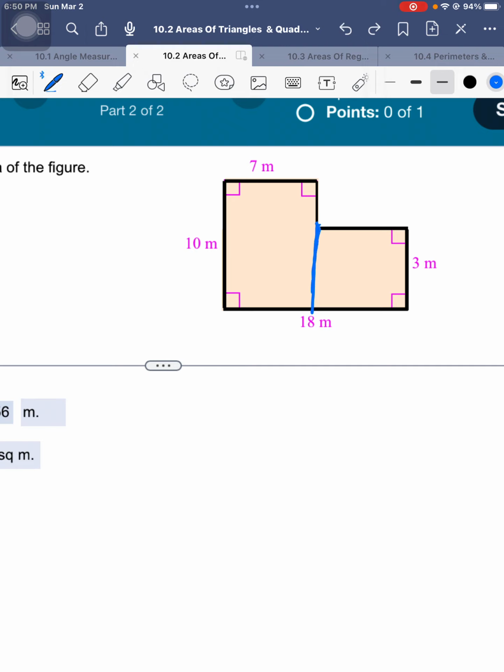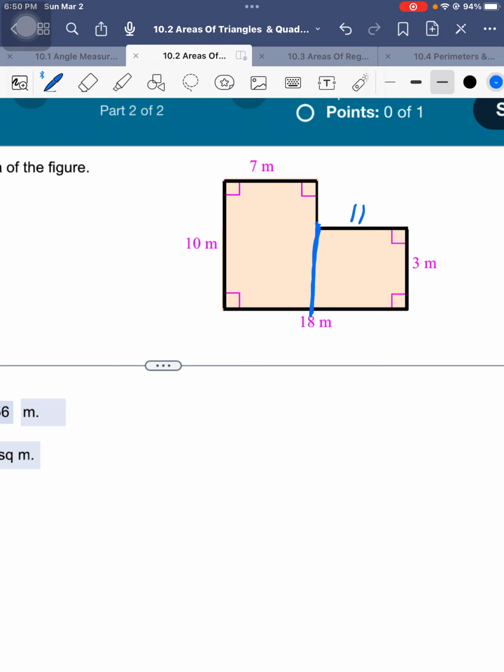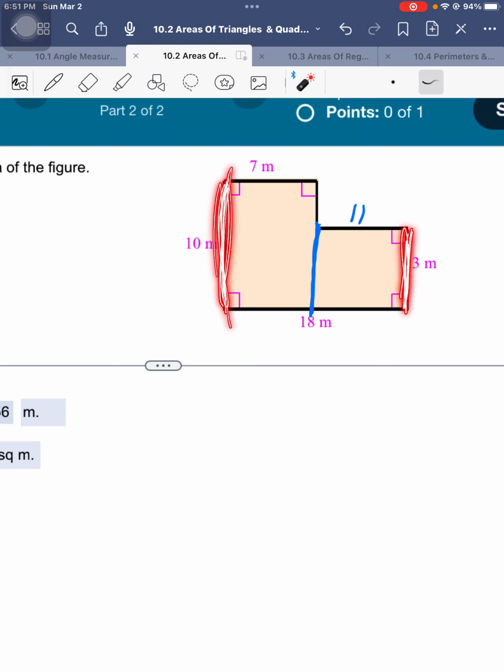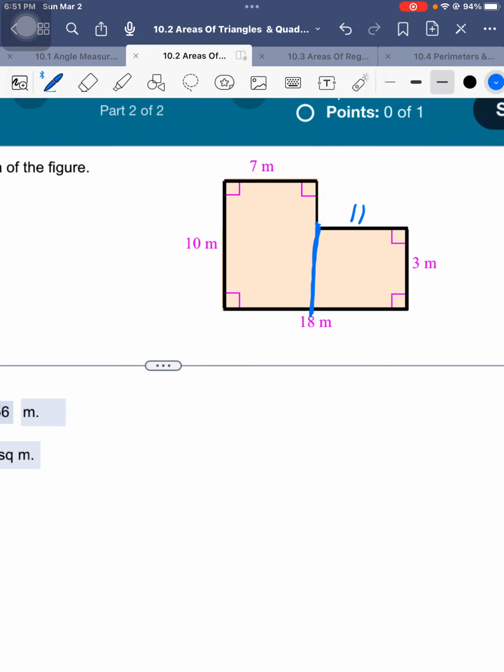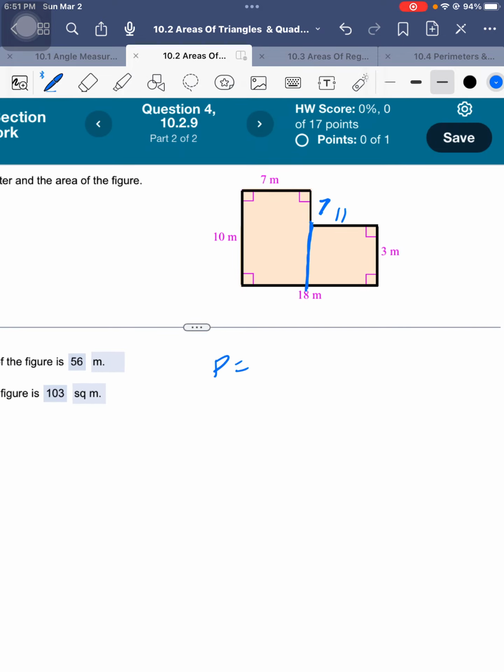So now, I know that if this is 7 and this whole thing is 18, what is this supposed to be? 11, right? 11. So now, if this whole thing is 10 and this little piece is 3, what is 10 minus 3? This is supposed to be 7. So now my measure is 7 over here. So now we can actually find our perimeter, correct? So perimeter is equal to 7 plus 7, that's 14, 25, 28, 38. Now what is 38 plus 18? This last one. 56. Our perimeter is 56, which it is.